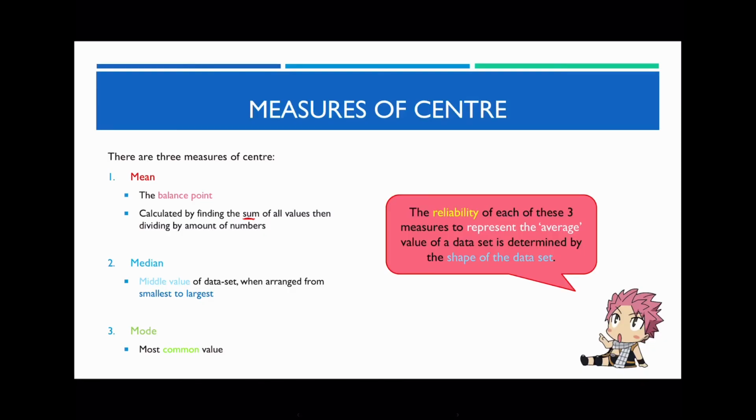Now, on the right-hand side over here, I've said that the reliability of each of these 3 measures to represent the average, or the middle value, or the central value of a data set is often determined by the shape of the data set. And I'll talk to you guys about what I mean by this later on.